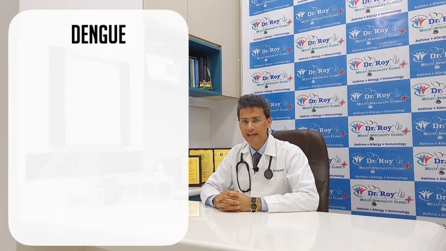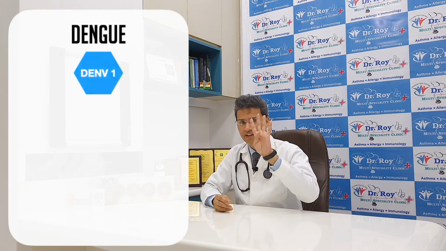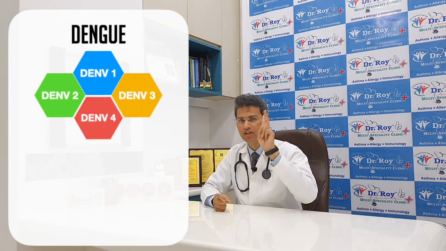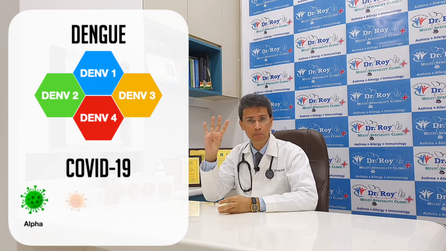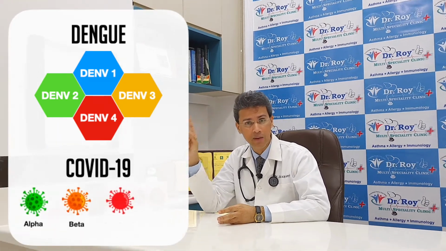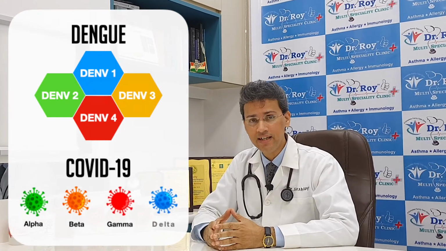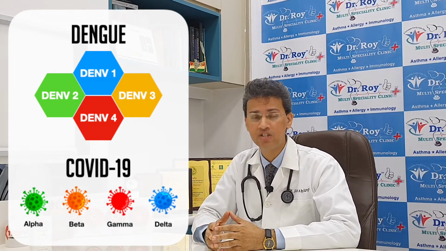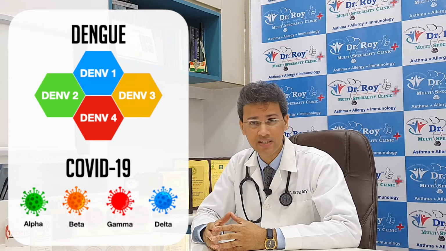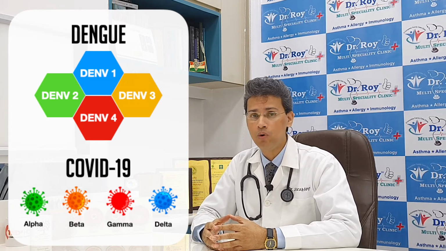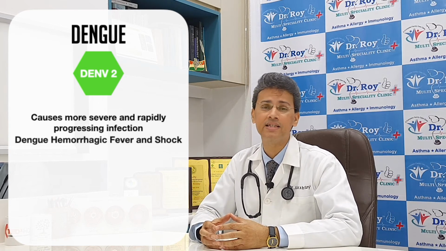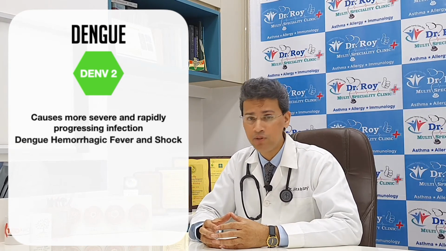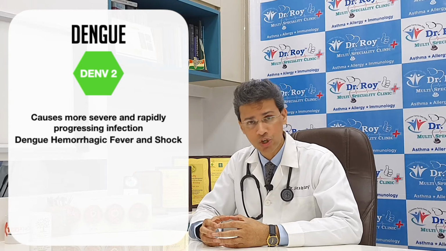When we look at the dengue virus, there are 4 variants that we know: DENV 1, 2, 3, 4. Similarly, when we look at COVID-19, there are 4 major variants: the alpha, beta, gamma and delta. Interestingly, the DENV2 variant, which is now spreading across at least 11 states in India, causes a more severe and a more rapidly evolving infection and can sometimes end up with dengue hemorrhagic fever or dengue shock.